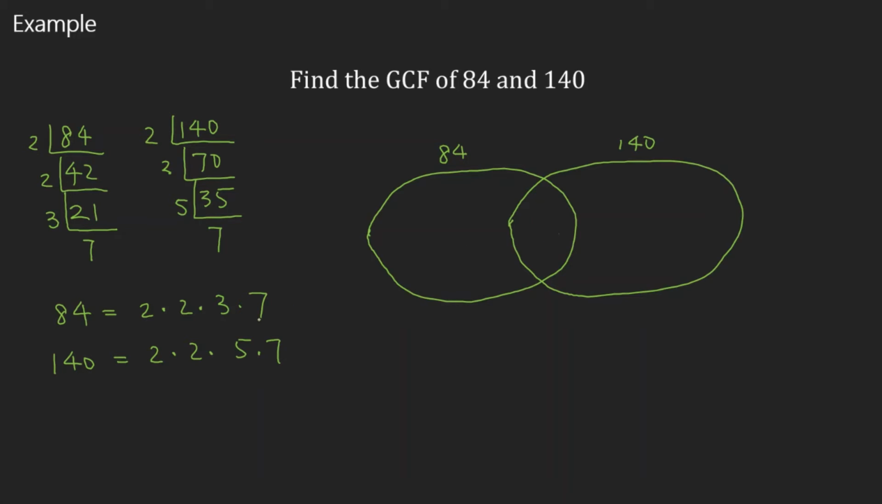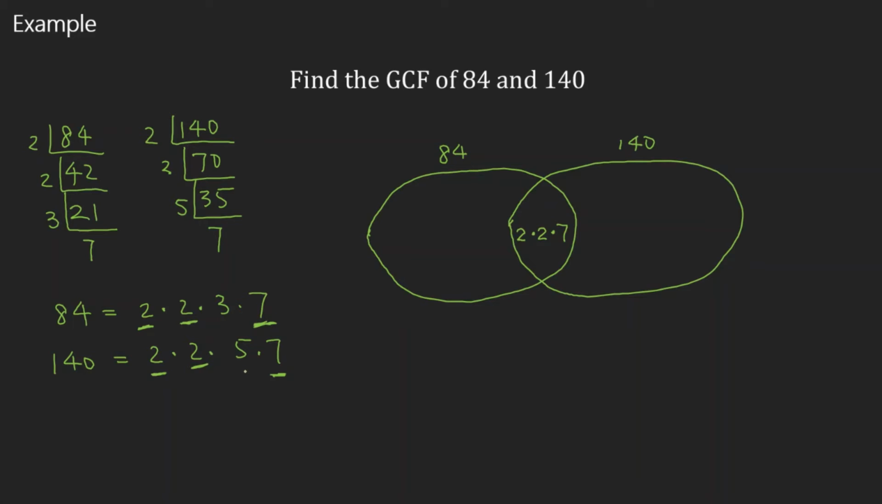Okay? So let's take a look. First, we have number 2. That is a factor common to both. So the 2 will be here. Next, we have another 2 that's also common to both. So this 2 will also be sitting here. Then you can see we have a 7 that's common to both. The 7 will also be in the overlapping region.